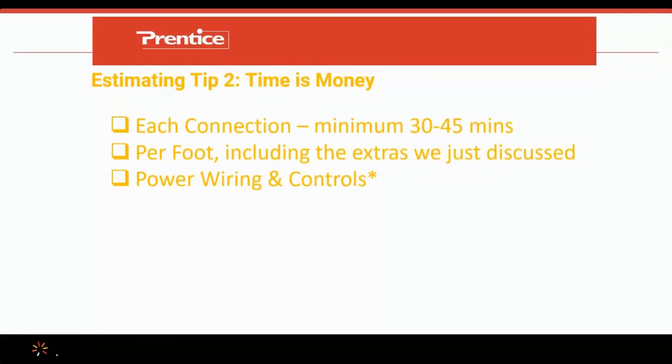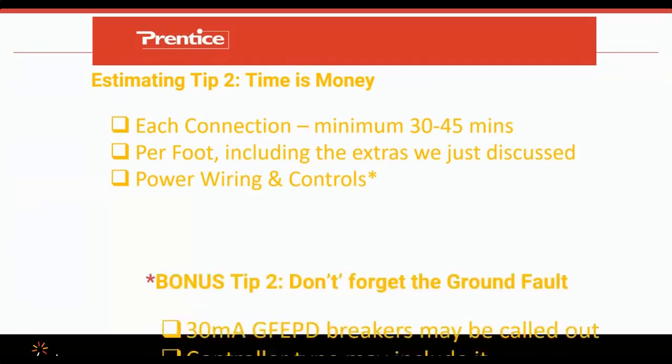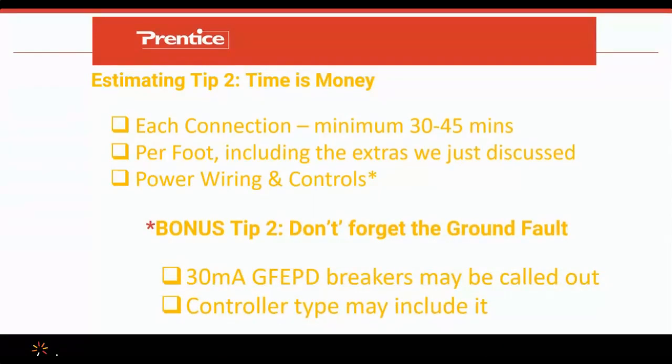And then power wiring, of course, if you're an electrical contractor, that is. If you're a mechanical or plumbing contractor on the phone right now, then you don't need to worry about this cost so much, right? But the other thing is the controls. And here's a bonus tip. There's going to be a requirement per NEC that you have to have a 30 milliamp ground fault protection. This is one of the number one things that gets missed in the field.